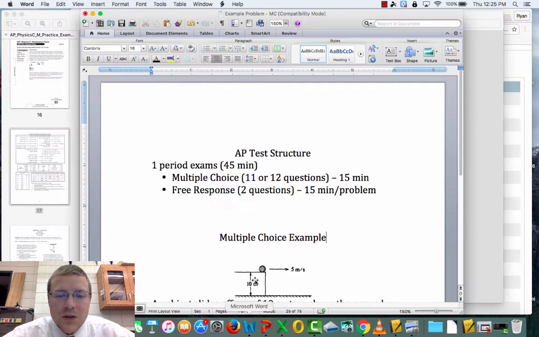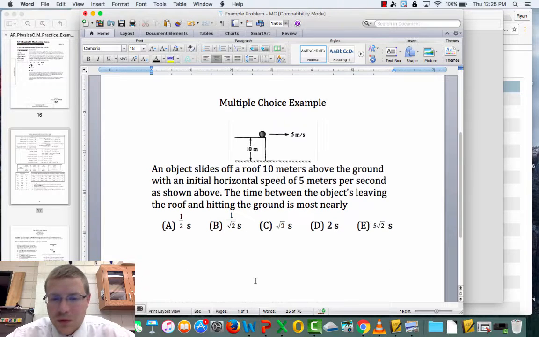So the multiple choice example that I'll go through, you can see something like this. Every question has 5 choices. You've got A through E as an answer. Only one answer is correct. So you've got this, an object sliding off the roof. It's 10 meters above the ground, moving initially 5 meters per second horizontally. Give us the time for the object leaving the roof and hitting the ground.